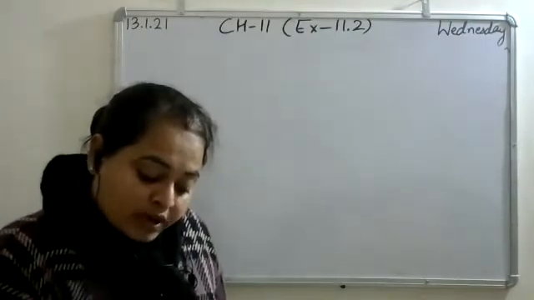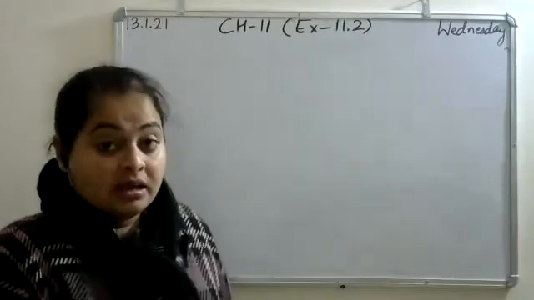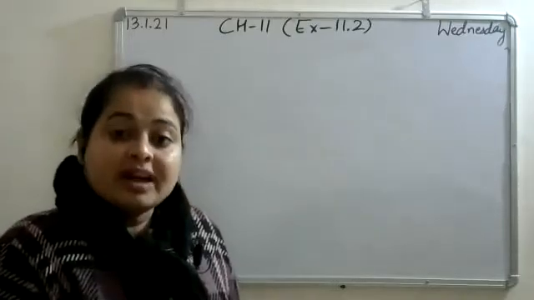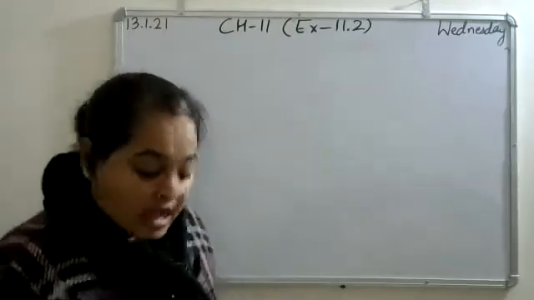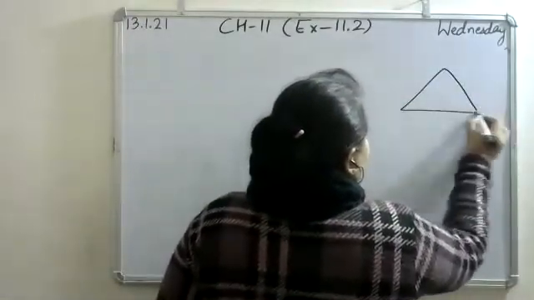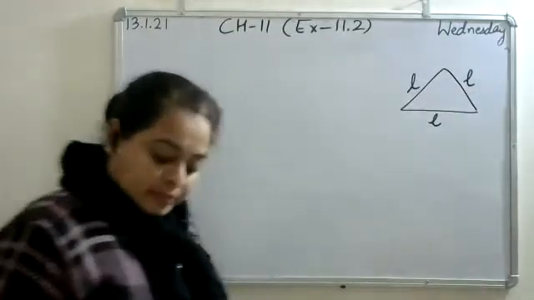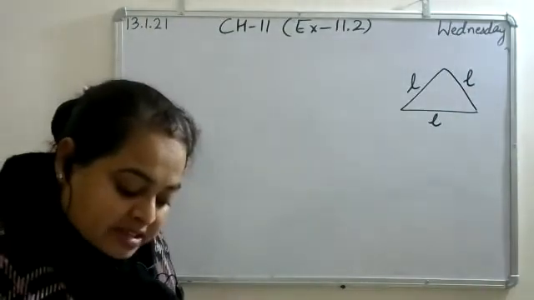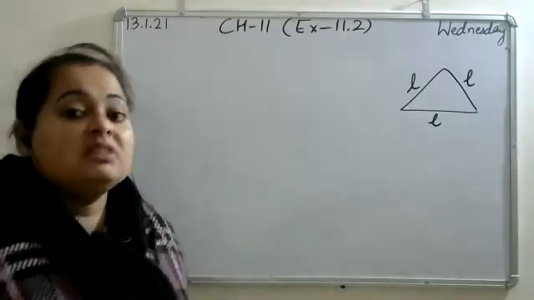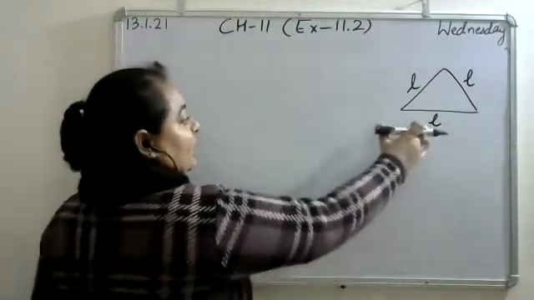The side of an equilateral triangle is shown by L. Check your book. In your book, one triangle is given with side L, and the name of this triangle is equilateral. Express the perimeter using L. That means write the perimeter using this L.